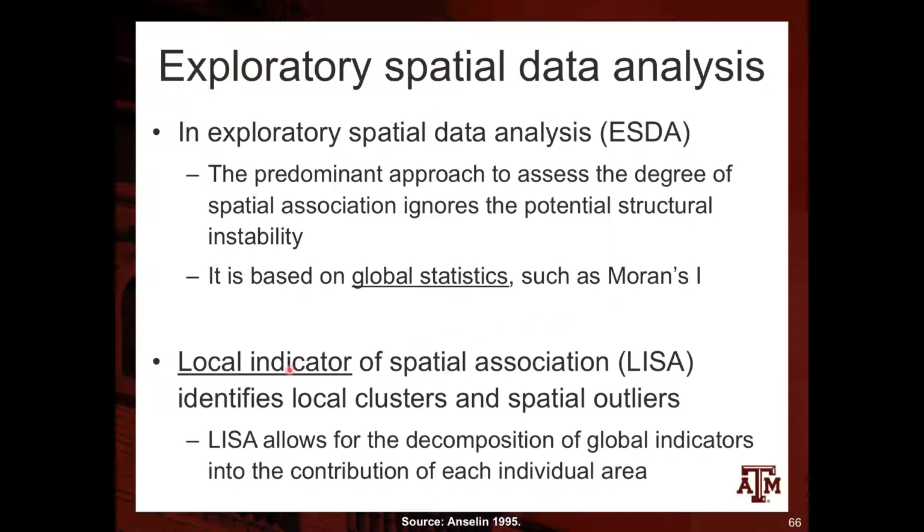But here I'm going to show you the local indicator of spatial association, known as LISA, which identifies local clusters and spatial outliers in the map. So we're not going to look at the map and have one single global statistic. We're going to get information about a specific indicator distributed locally in the US, and then we will be able to identify if specific areas are more clustered with higher or smaller values for a specific indicator, or if some areas have high values surrounded by low and vice versa. So LISA allows for the decomposition of these global indicators into the contribution of each one of the individual areas. It allows us a more in-depth analysis of the association of our indicator with the space.